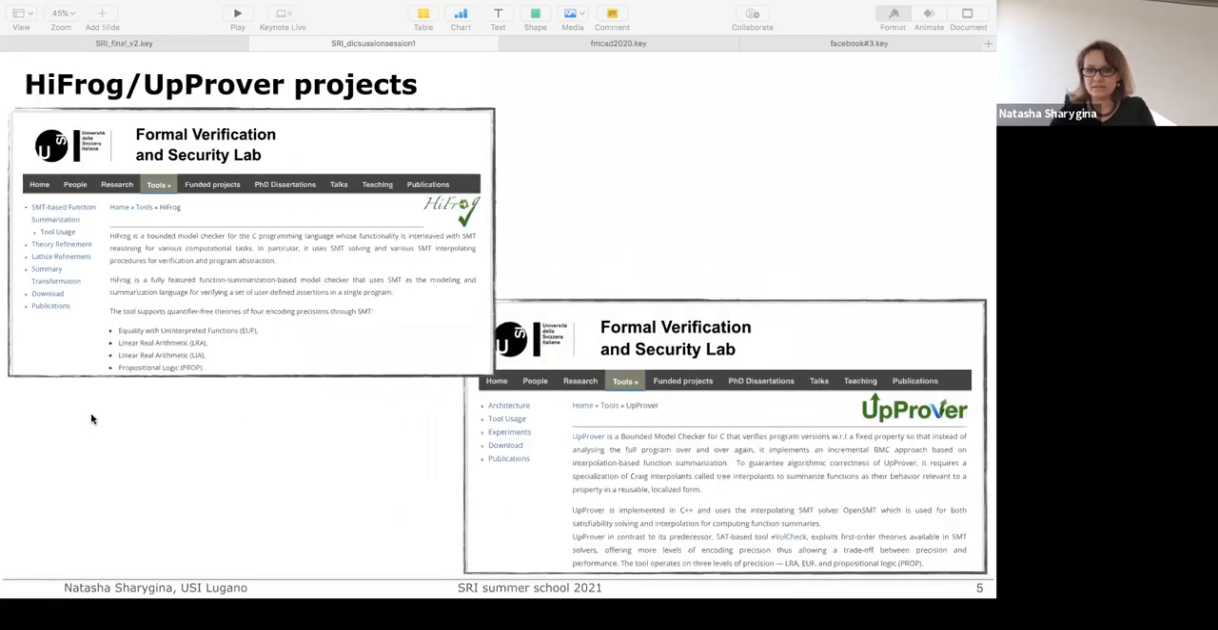All right, so these are summaries of these two projects, HiFrog and AppProver. The complete information is on our group website, so feel free to go there.